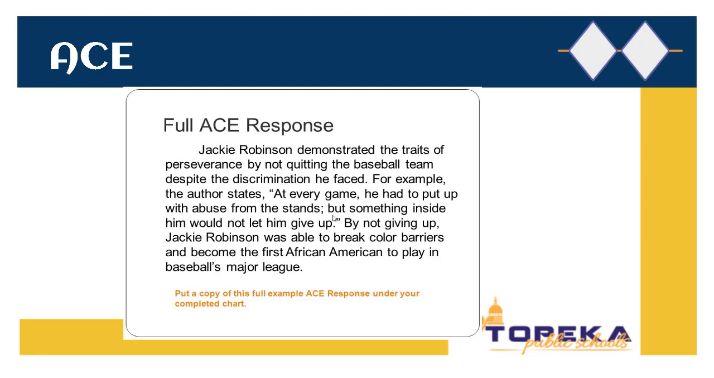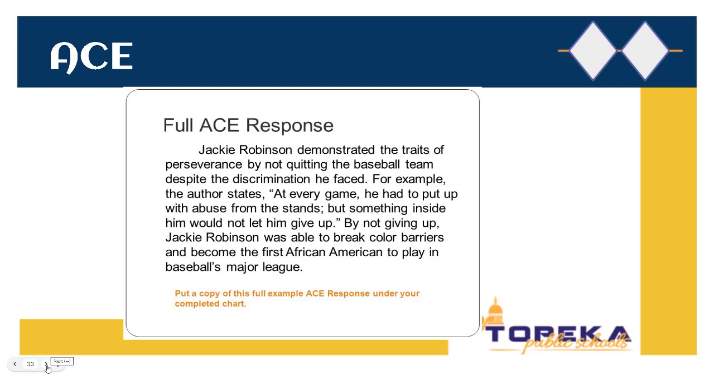We're citing the text evidence, and now we have an elaboration. By not giving up, Jackie Robinson was able to break color barriers and became the first African American to play in baseball's major leagues. Notice the level of detail in that answer. Now, at our lower grades, we might do this in 2 or 3 sentences, but notice that we can add that sophistication at the older grades.